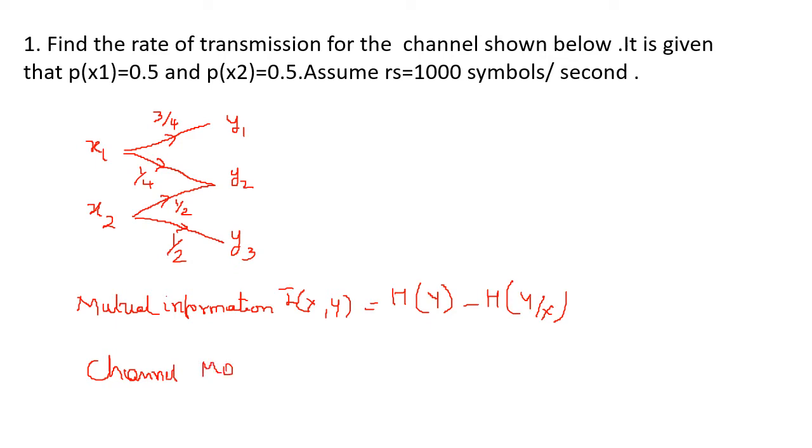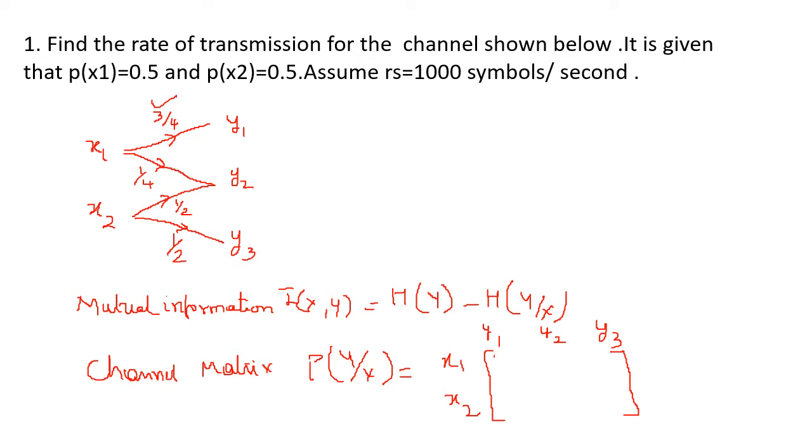So the channel matrix is P of y by x, where x1, x2 are the inputs and y1, y2, y3 are the outputs. So inputs are written along the rows and outputs are written along the columns. Now P of y1 by x1 is nothing but this particular probability value 3 by 4. P of y2 by x1 is this probability value, which is 1 by 4. For y3 by x1 you don't have any value, so it is equal to 0.